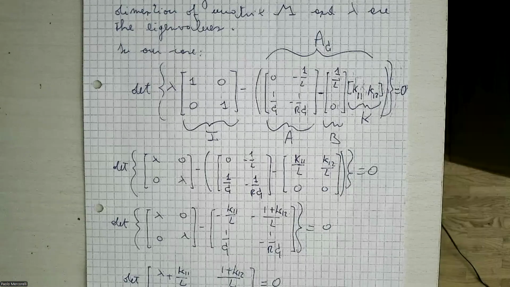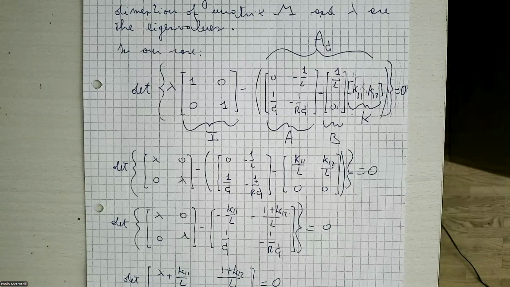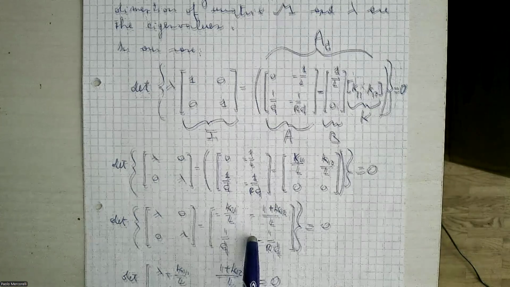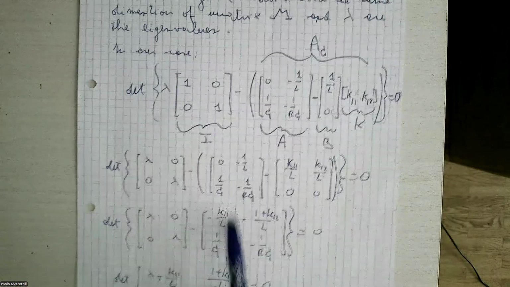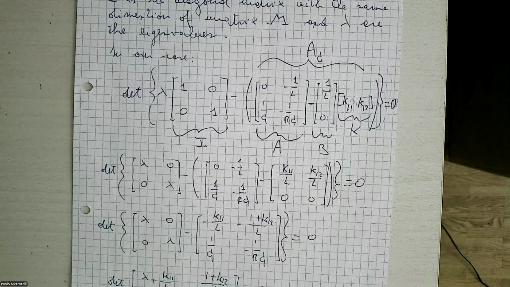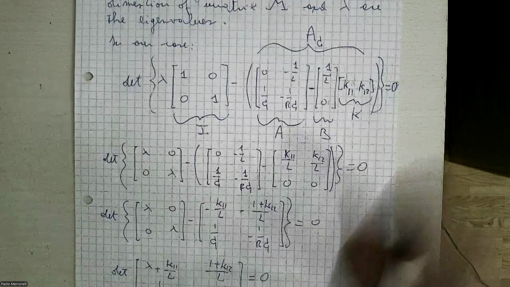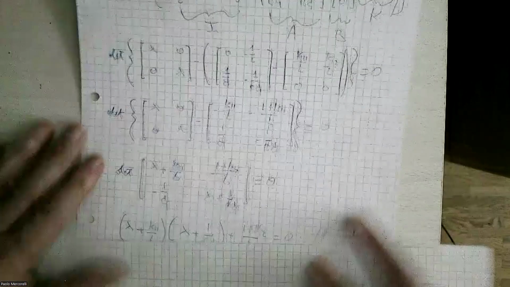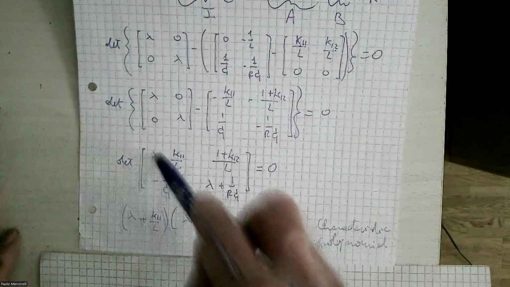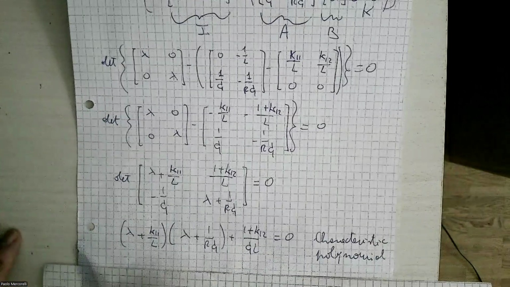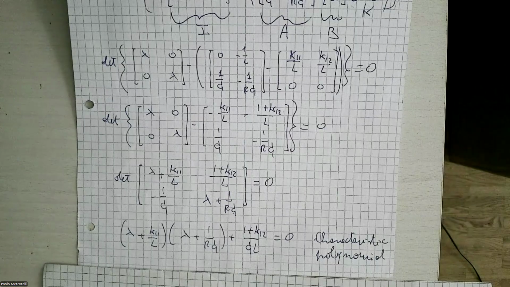I think about the calculation of matrices, I don't have to explain. I think you know it probably better than me. So here, to obtain this, 0 minus K11 divided by L is minus K11 divided by L. Anyway, when we are able to obtain this expression here, I just have to calculate the determinant. This multiplied by this minus this multiplied by this. I have this expression here: the characteristic polynomial.